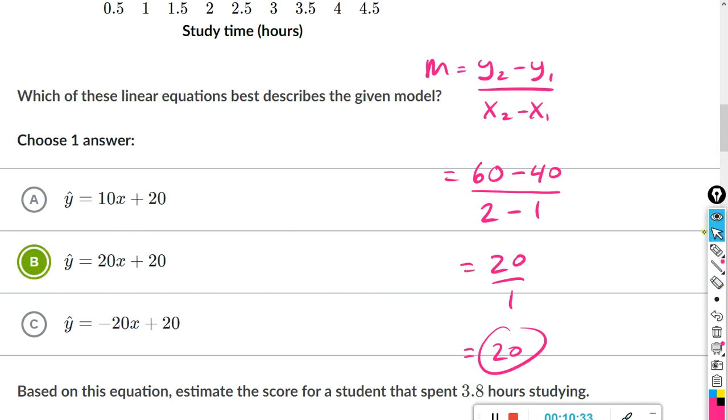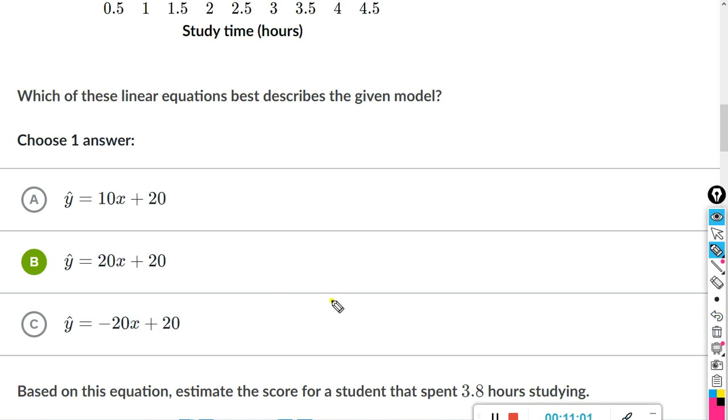For most of them, you're also going to have to do the y-intercept. But that's not the case here because the y-intercept is plus 20 on all of them. Remember the line equation, y equals mx plus b. The b in every case is positive 20, so we didn't need to find b. They gave it to us. We just needed the slope. So that's the first part.